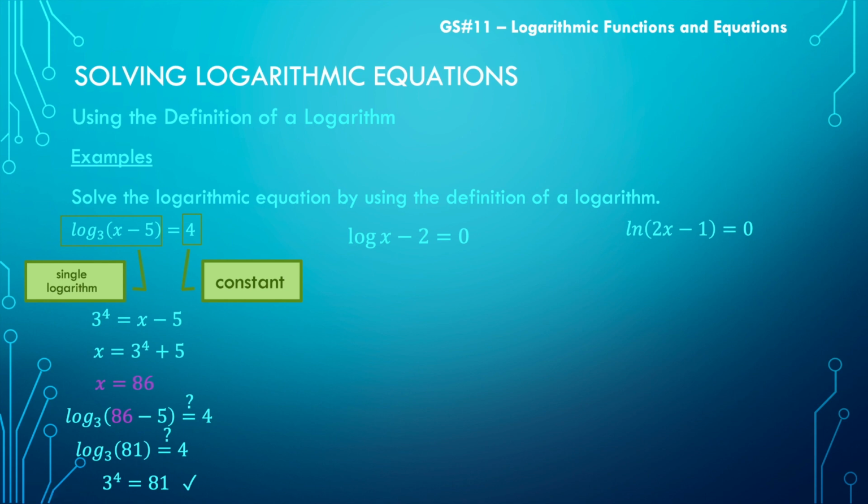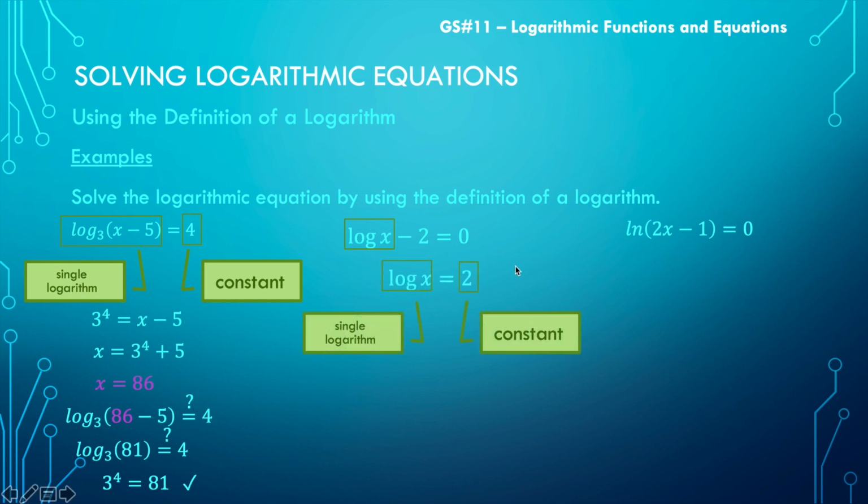All right, for this next example, notice I have a single log. I have a constant on the other side, but this log is not alone. We want to get rid of this 2 before I move on into rewriting it. So let's move this 2 to the other side, and when we do that, look, I have a single log, and that's equal to a constant.